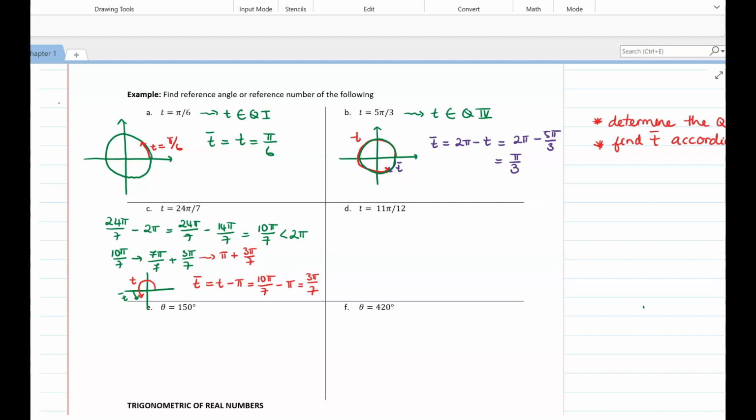The next one, t equals 11 pi over 12. This is an angle that is less than 2 pi, and that is in quadrant 4. So this is our t. t bar is this small distance. So t bar is equal to 2 pi minus t. That is 2 pi minus 11 pi over 12, that makes pi over 12.